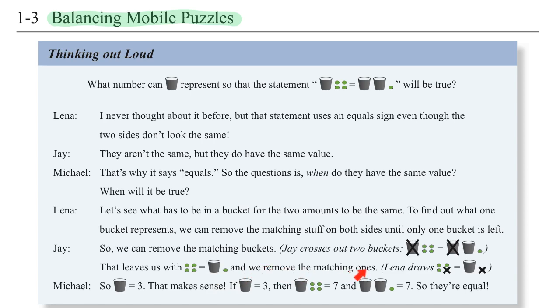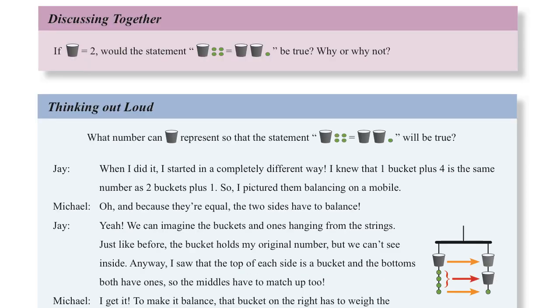And we remove the matching ones. So Lena draws this where she crosses out a 1 on each side. Again, doing the same thing to both sides. Michael says, so a bucket equals 3. That makes sense. If a bucket equals 3, then a bucket plus 4 equals 7. That's one side. And 2 buckets plus 1 equals 7. So they're equal.